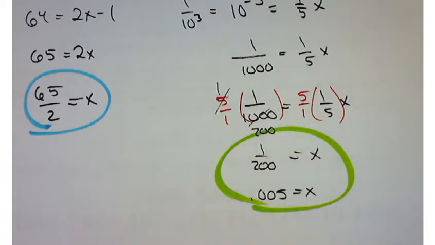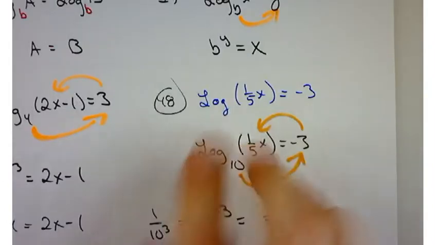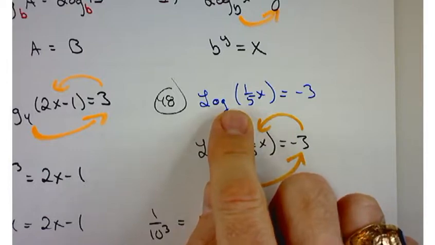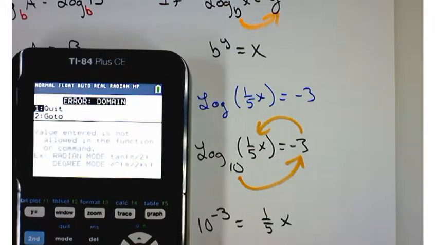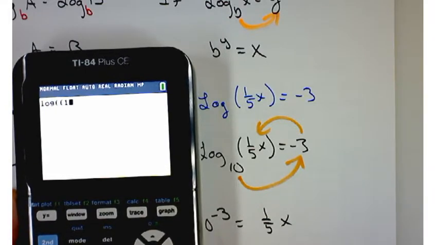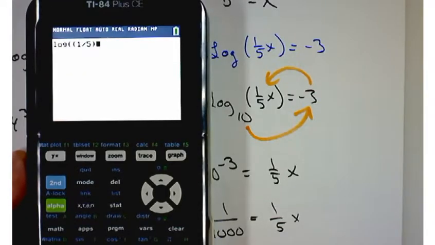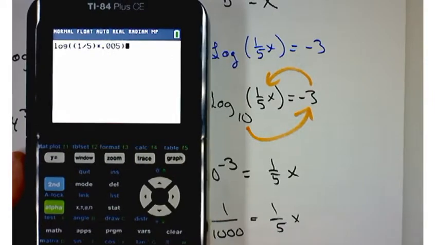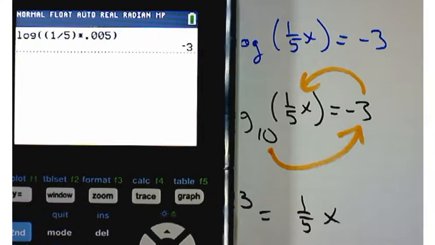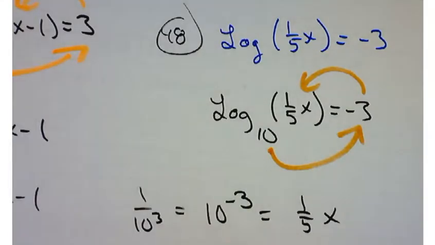Okay, not so bad. Let's check it. In this one, we can check it pretty easily because this is log base 10. It's kind of built in to your calculator. So let me get rid of this. I'll do log of 1/5, so parentheses 1 divided by 5, times 0.005. And if I did things right, I should get -3. Perfect. So it checks.